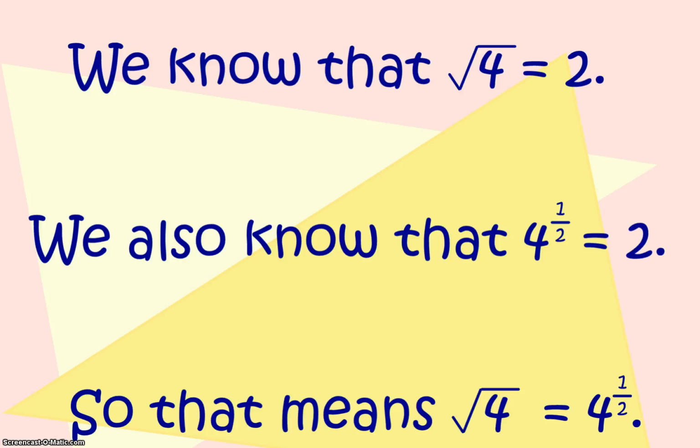So we know that the square root of 4 equals 2. We also know that 4 raised to the 1/2 equals 2. So that means the square root of 4 equals 4 raised to the 1/2. This is called the transitive property. And it means when two expressions equal the same thing, then those two expressions are equivalent and can be used interchangeably.